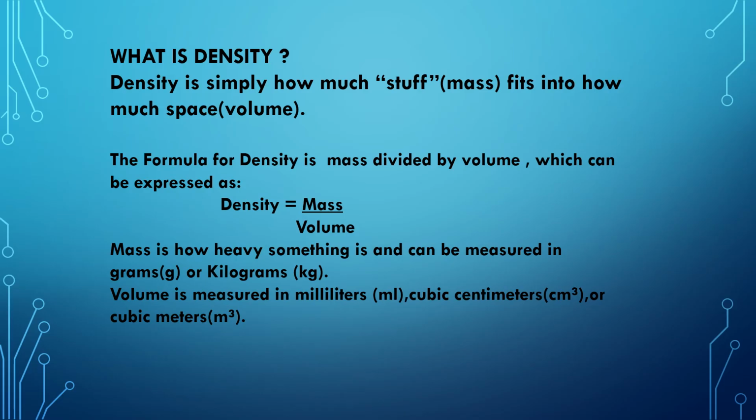Mass is how heavy something is and can be measured in grams, which is g, or kilograms, which is kg. And volume is measured in milliliters or cubic centimeters.